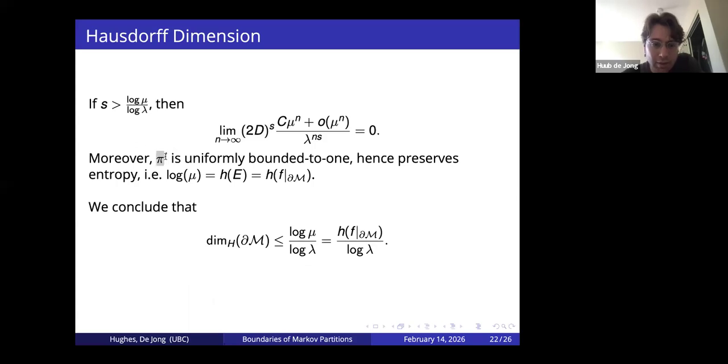It turns out that my pi prime is also uniformly bounded-to-1. There's a uniform bound on the number of pre-images that a point has under this map, which means that it preserves entropy. So not only is log mu the entropy of E, it's also the entropy of F restricted to the boundary. That identification gives me exactly the bound I was looking for: the Hausdorff dimension of the boundary is at most the entropy of our dynamics restricted to the boundary divided by log lambda.